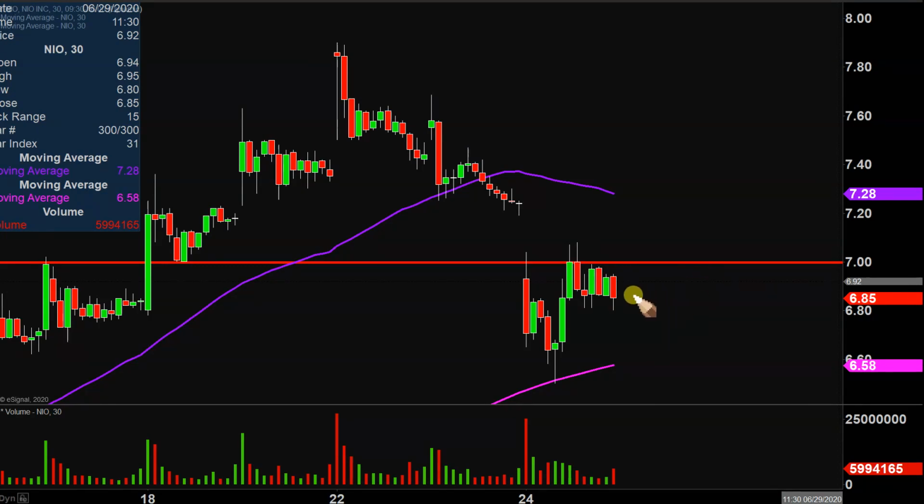But the point here being, on any sort of attempted movement back to the upside, $7 is now that key level to watch. In the event that level can be broken, the next key level of resistance after that would be the purple line up there, which on my chart denotes the 50-period moving average, currently valued at 7.28.